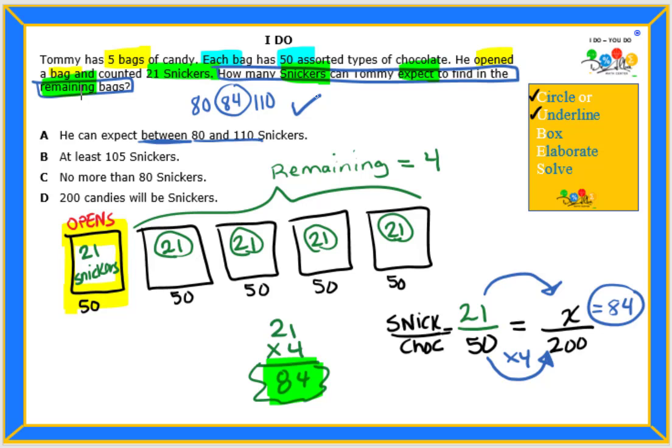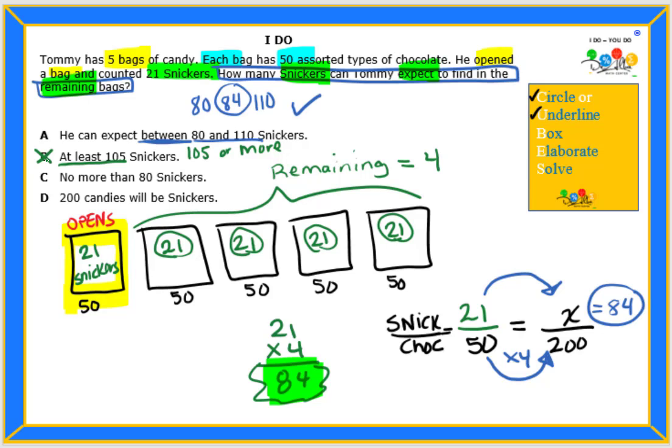B, at least 105. Remember, at least means that is the lowest amount we will accept. So at least 105 means 105 or more. So we're thinking we're going to get about 84. But that is lower than 105. So we're not guaranteed that we're going to get more than 105. We're possibly going to get 84, right? So this is not correct. We're not going to get more than 105 for sure.